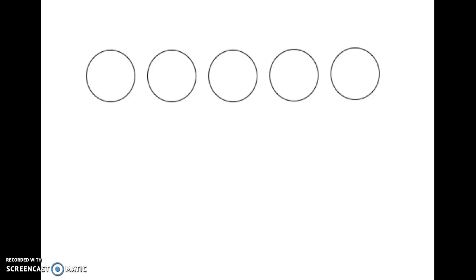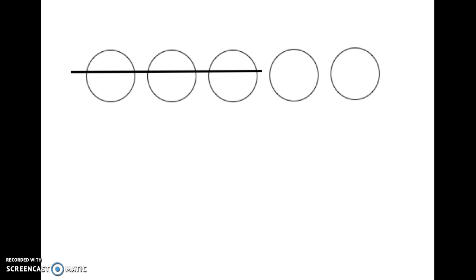Writing number sentences can be kind of confusing. So I want to walk you through it and help you out. Listen to my story, and we're going to use my math picture to help us. I had 5 cookies. I ate 3 of them.